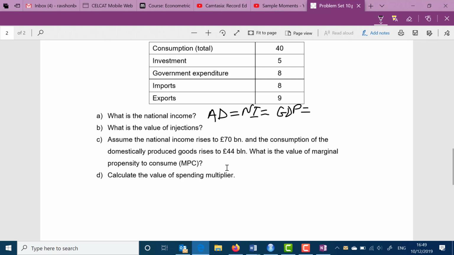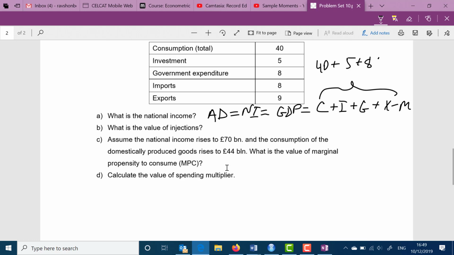What is it equal to? Aggregate demand, national income, GDP is equal to? C plus I. Exactly. C plus I plus G plus X minus imports. Wait, so national income, GDP, and AD all the same formula? Yeah. So all these things then is 40 plus 5 plus 8 plus 8.